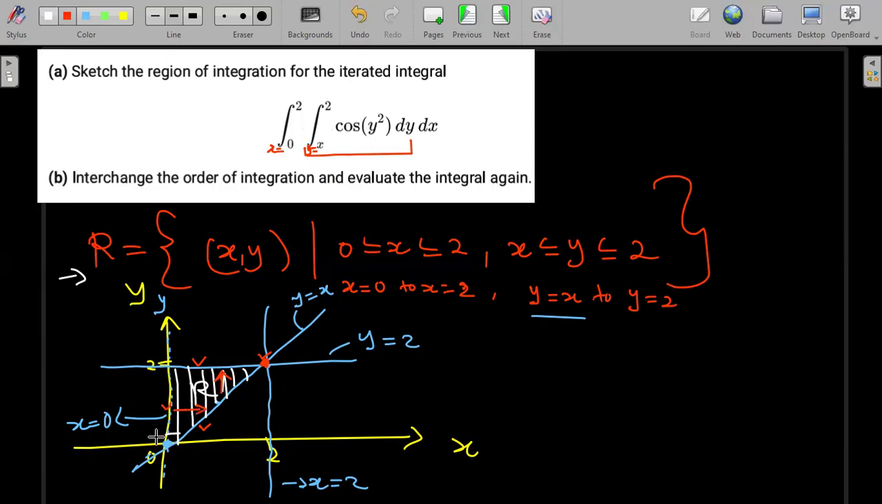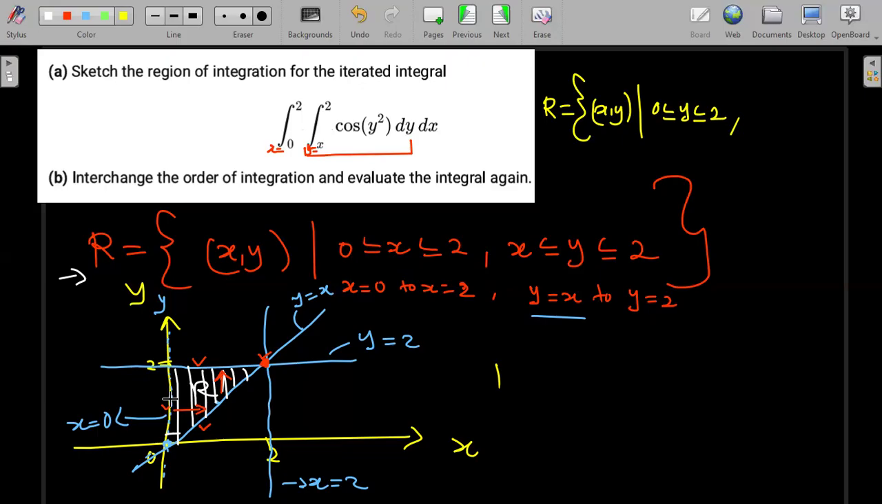So we want to get constants along the y and then continuous functions along the x. So it means our region will change to this. Okay, so we can say our region will be equal to x, y such that we're getting the constants along the y, now 0 to 2, and then we're getting continuous functions along the x.